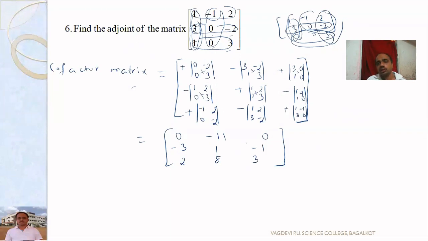Like this. So with concentration and with some rough work, you can find the cofactors. If you write all the cofactors correctly, you get the cofactor matrix. Even if you do one mistake, the final answer will be wrong. So carefully you have to do it.